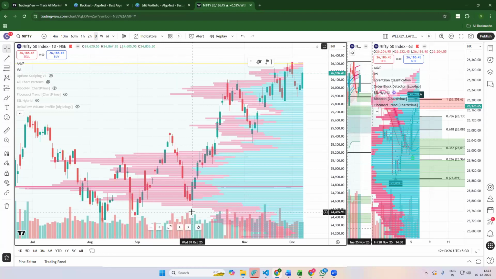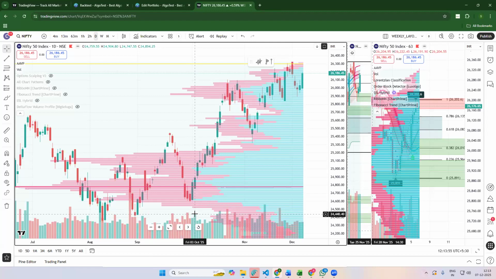Yes, yes, visual, yes. So once we break this high, 24,867, we'll take the entry. Here, what happens? We have made a high of 24,904. So we get an entry here at 24,867, and we exit at 904. So we get a clear 40 points of profit here.